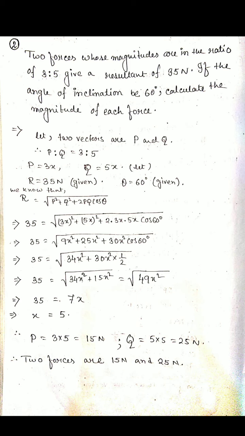After solving this equation, we get x equals 5. Because we considered P equals 3x, after putting the value of x, we get P equals 15 Newton and Q equals 25 Newton. So the magnitudes of the two forces are 15 Newton and 25 Newton.